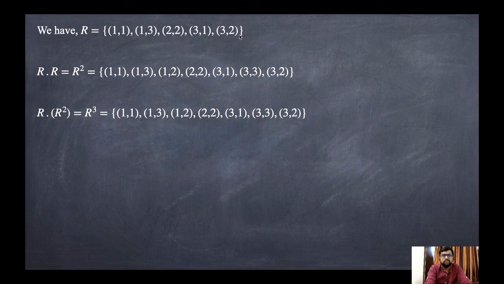And last, 3 goes to 2 and here 2 goes to 2. So (3, 2), (2, 2). So that means (3, 2). That is already included. So this is R cube.